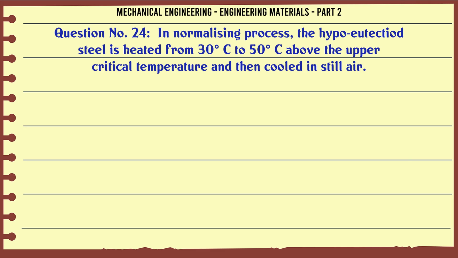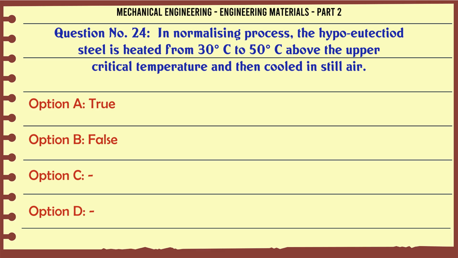In normalising process, the hypo-eutectoid steel is heated from 30 C to 50 C above the upper critical temperature and then cooled in still air.